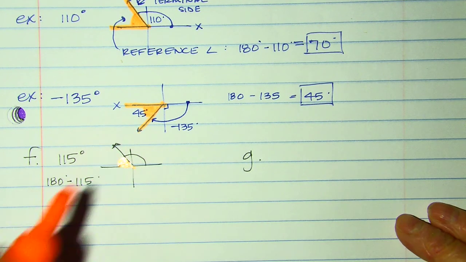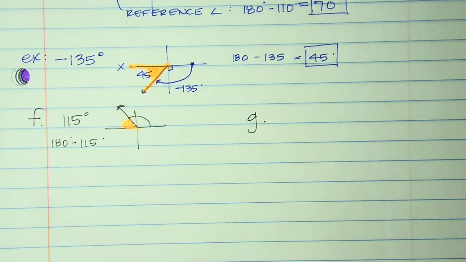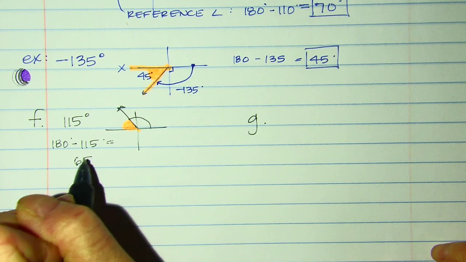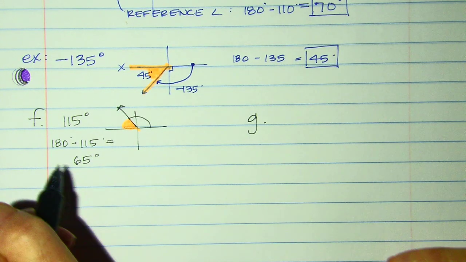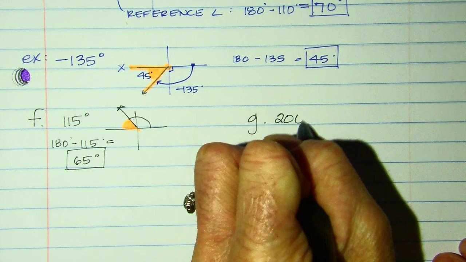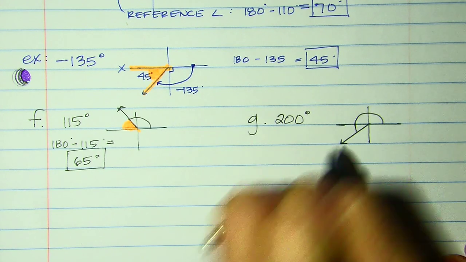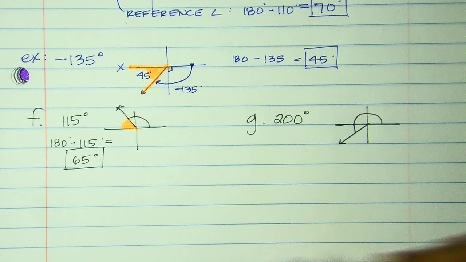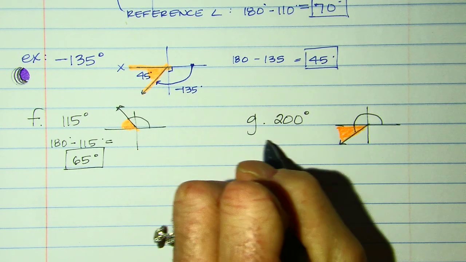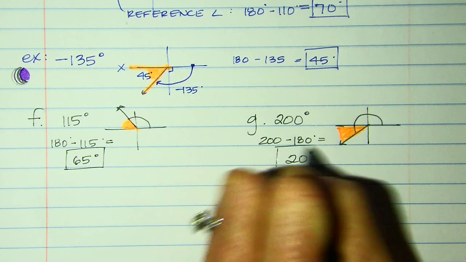And I'm drawing a picture because for those of you who move on to Trig, we're going to be doing a lot of this reference angle thing. And so 180 minus 115, I believe that gives us 65 degrees. 65, yeah. As our reference angle. Part G, 200 degrees. Okay, that'd be 180, and then right here. Right, there's 200 degrees. I'm looking for the angle formed right here. So 200 minus the straight line gives me a reference angle of 20 degrees.